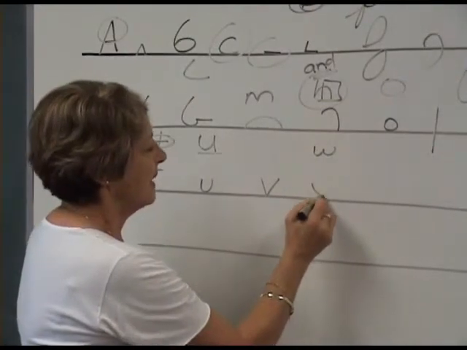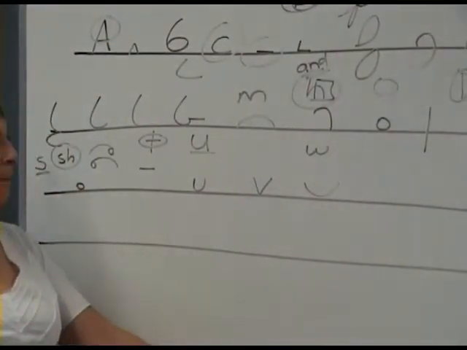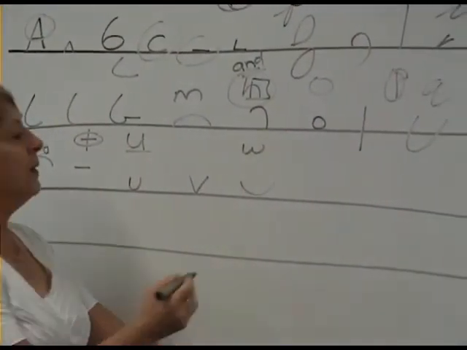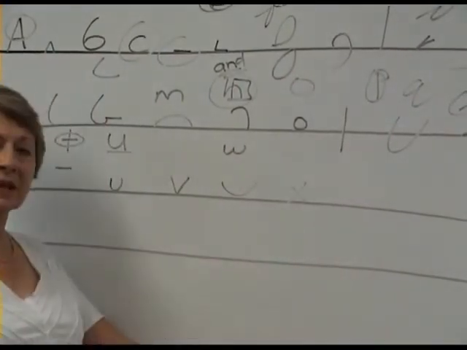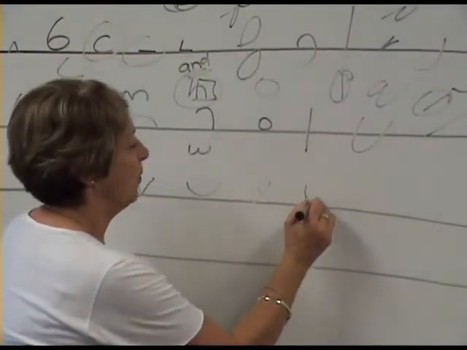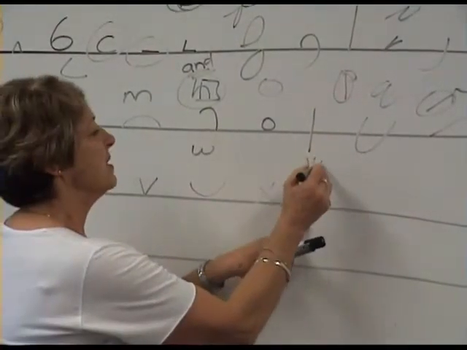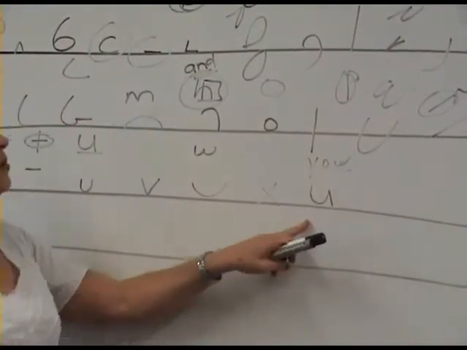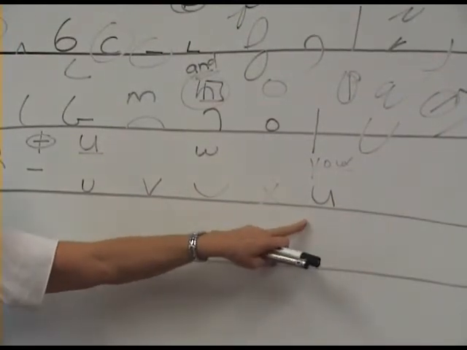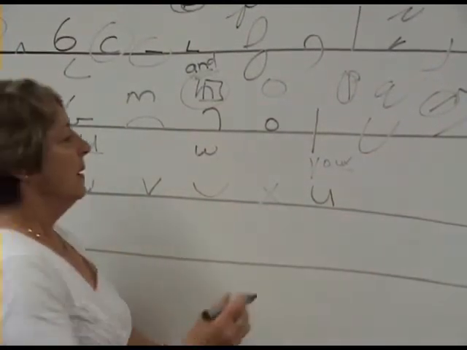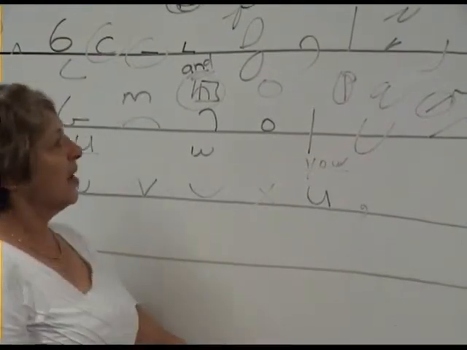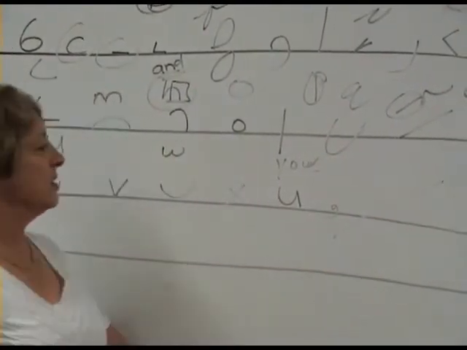W, we just take out the curves the same as we did with the M, so that gives us U, V, W. X is just a little X, and as I said before, that's a hard one to learn because that's actually your U, but it says Y. But we also use it for the short form your, so that helps a little bit. And Z, that's our Z, and that's our full stop. So that's really just looking at the alphabet in its full form.